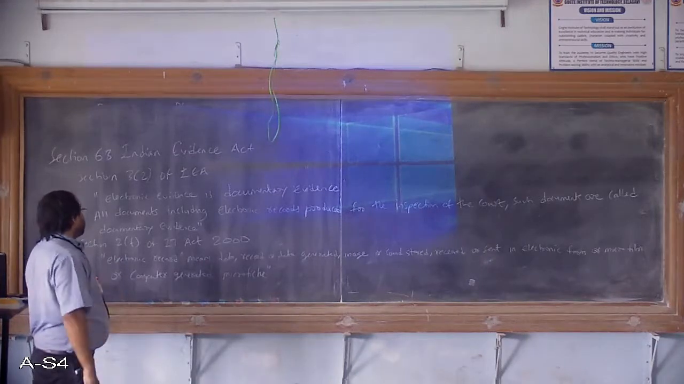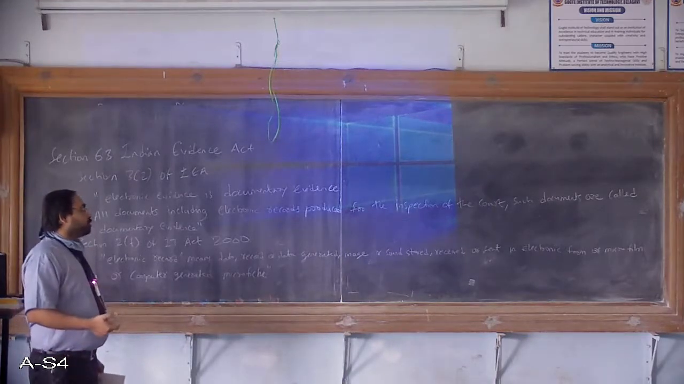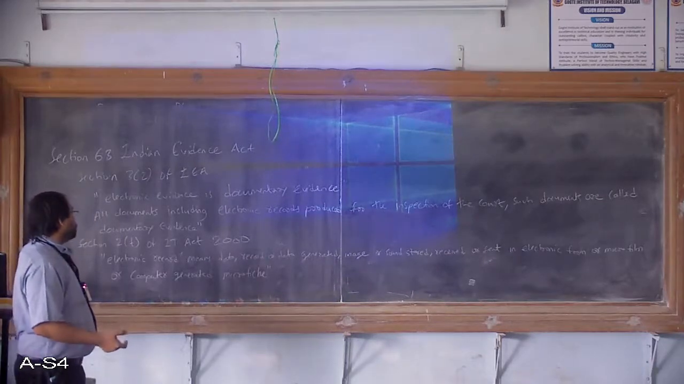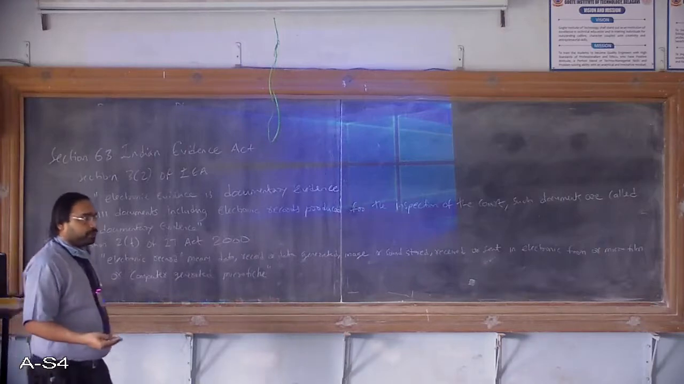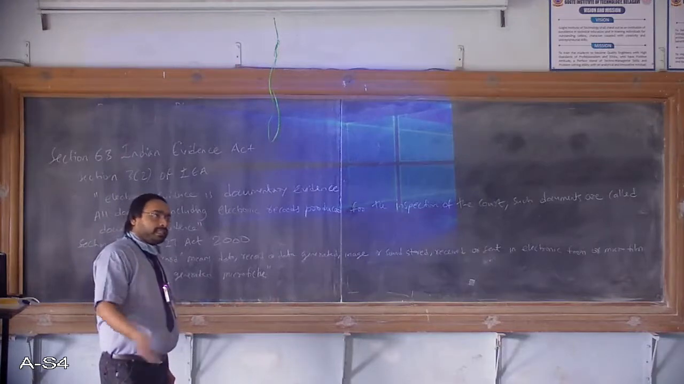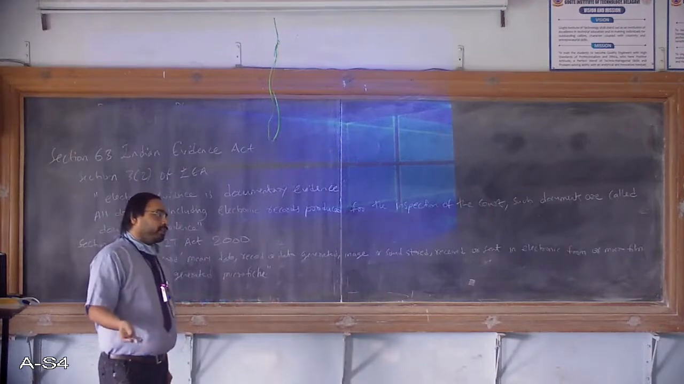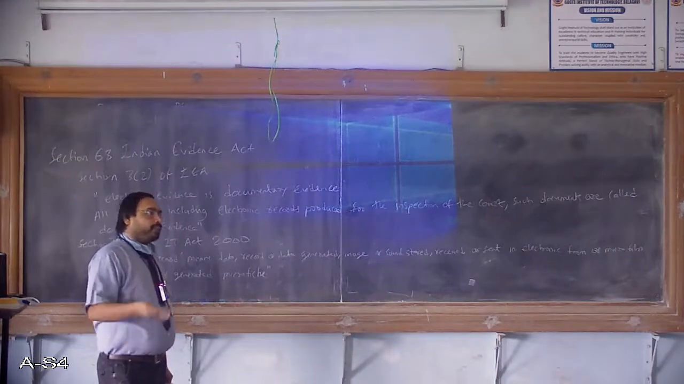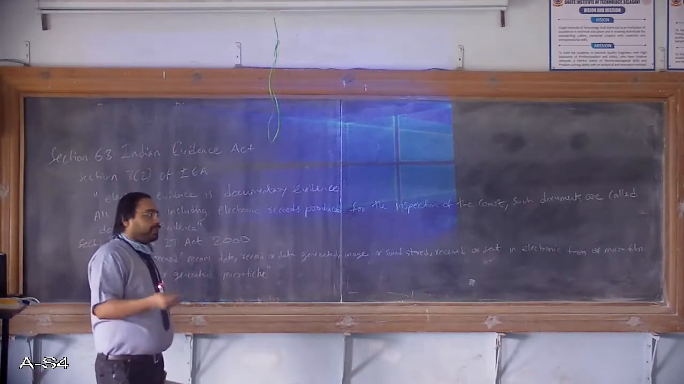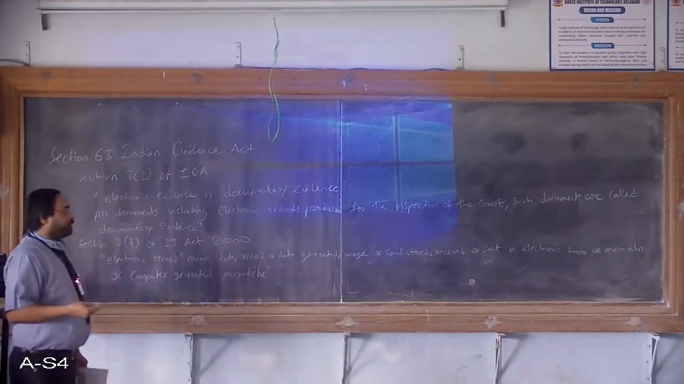So what it says is all documents including electronic records produced for the inspection of the court, such documents are called documentary evidence. I have already told you what the different types of documents are. It can be any multimedia file, it can be a text file, it can be your program, it can be your executable file, it can be image, audio, video, whatever. Even an XML file, source code file, database record file, a log file. So all can be considered as documentary evidence.